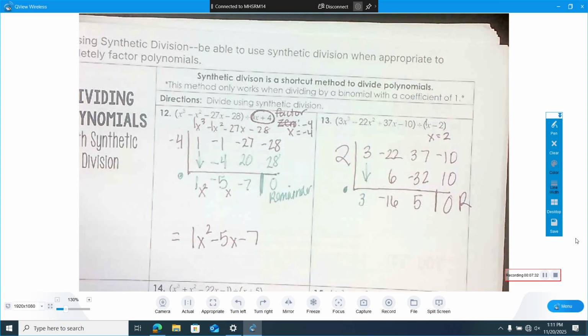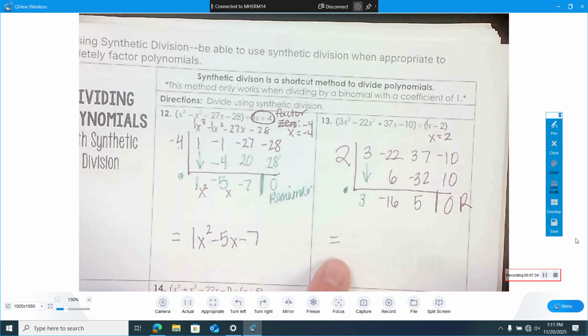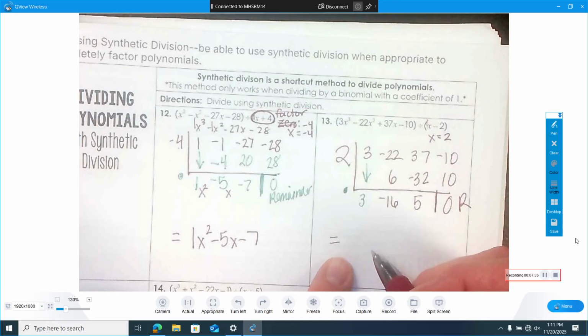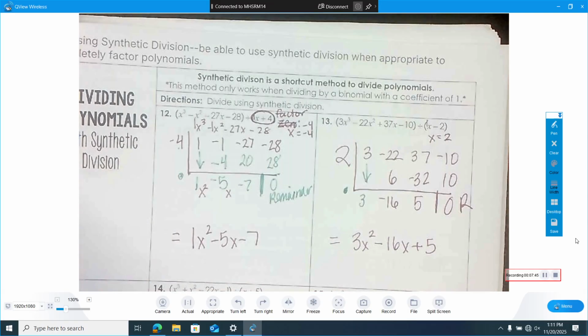Remainder 0. And so when we divide by x minus 2, what is the leftover quotient? x squared. Good. 3x squared minus 16x plus 5.